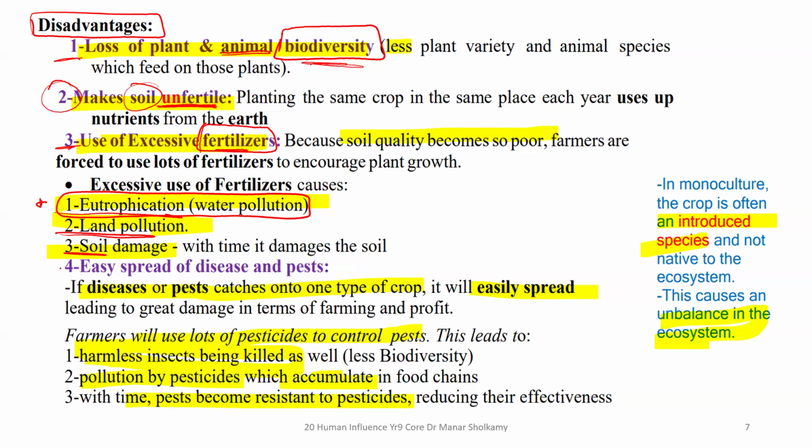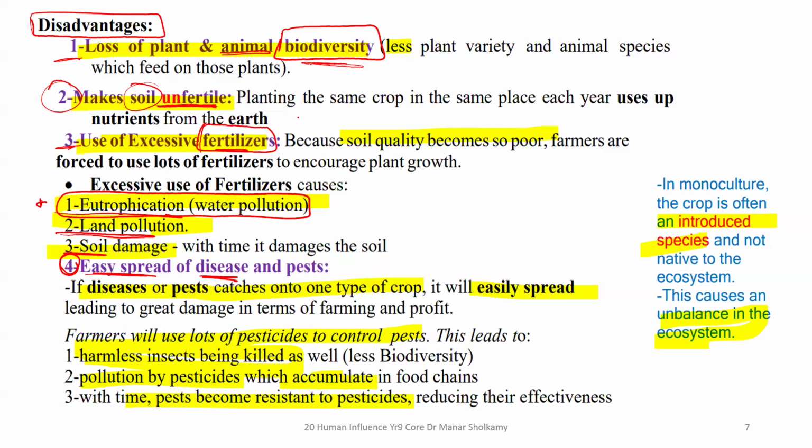Number 4 disadvantage is very important. There is a very high chance for easy spread of diseases. If the disease catches on your crop, all your farm will be affected. You will lose all your crop, and this is going to be a big financial problem. Okay. And because your soil also is very unfertile and you have only one type of plant, you will have to use lots of fertilizers. We will discuss their disadvantages.